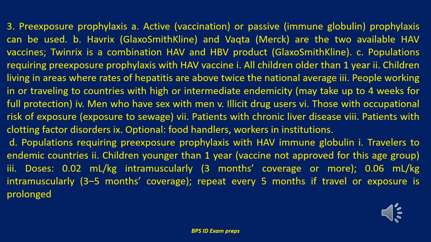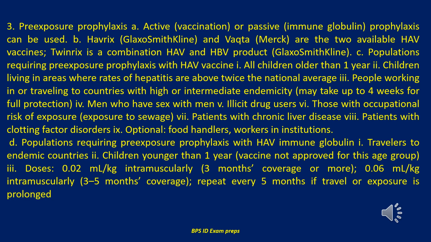D. Populations requiring pre-exposure prophylaxis with HAV immune globulin include the following. 1. Travelers to endemic countries. 2. Children younger than 1 year. The vaccine is not approved for this age group. 3. It is dosed at 0.02 ml per kilogram intramuscularly, which offers 3 months coverage or more.